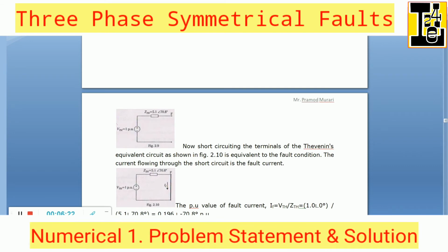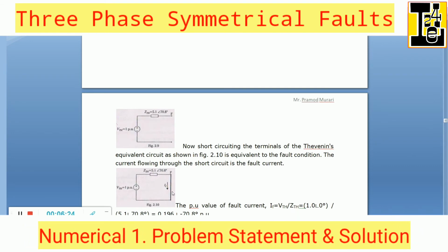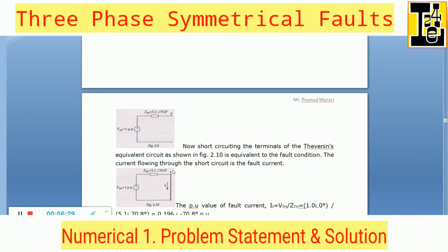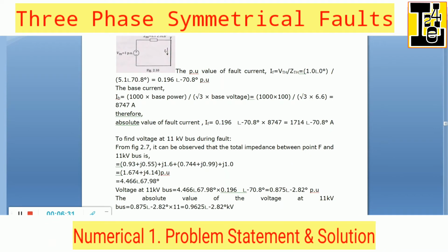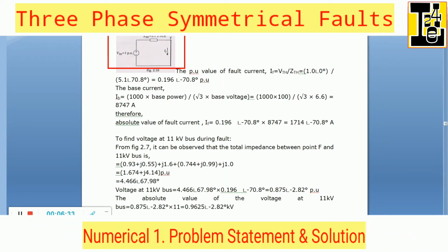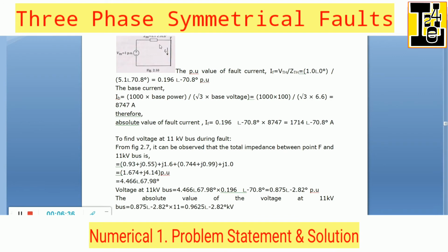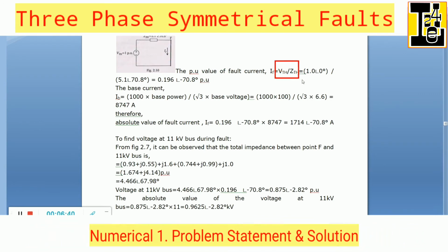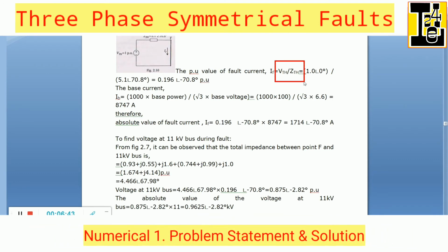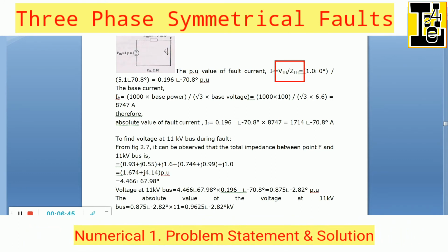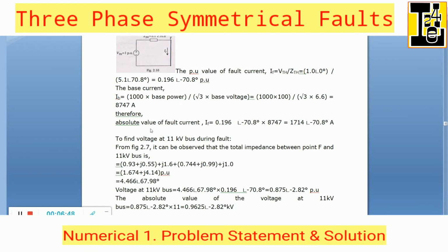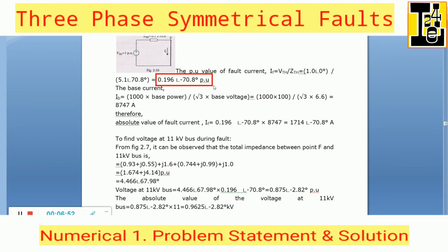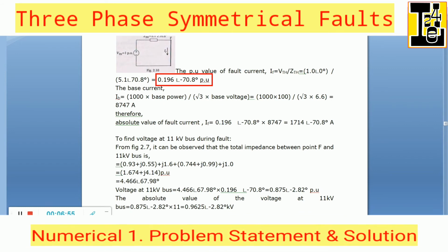You can observe here, the F point is shorted with the reference line or the ground. So by means of this circuit, I can say that the current in the short circuit, that is I_F, is equal to the Thevenin voltage divided by the Thevenin impedance. 1 per unit divided by 5.1 at an angle of 70 degrees will give us 0.196 at an angle of minus 70.8 degrees per unit. So this is the per unit value.